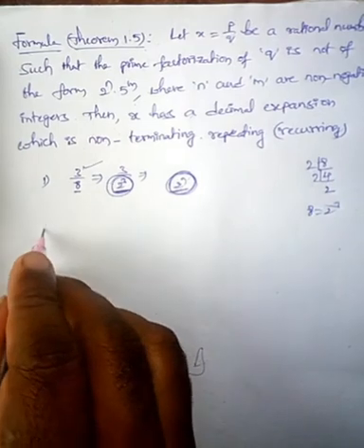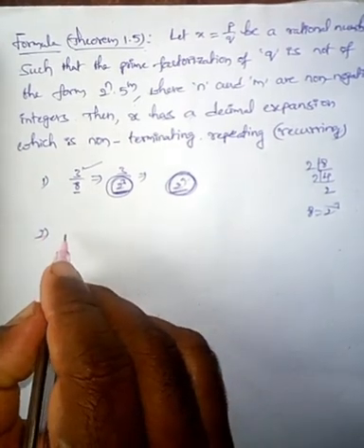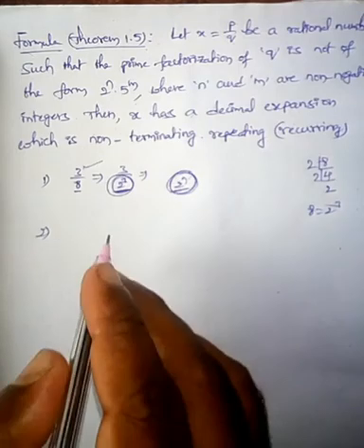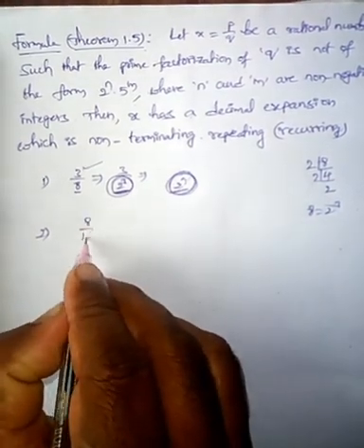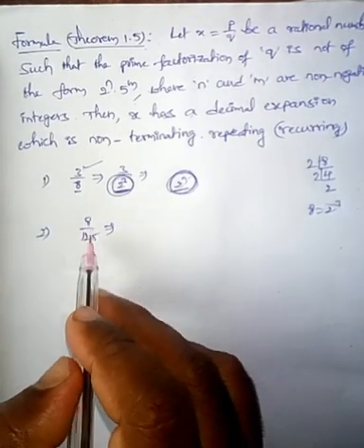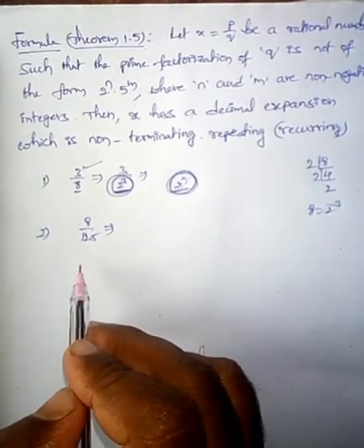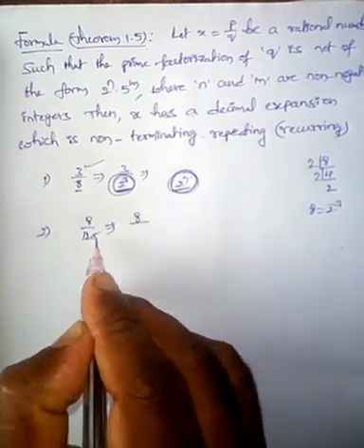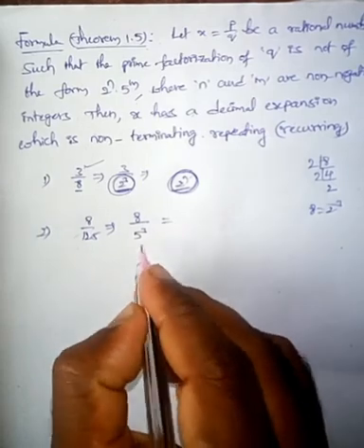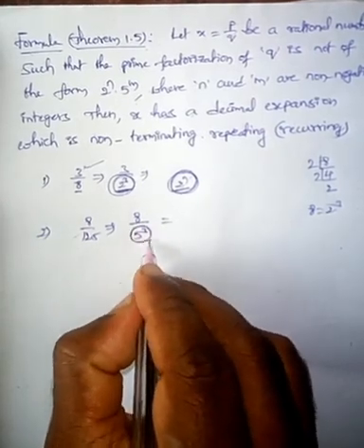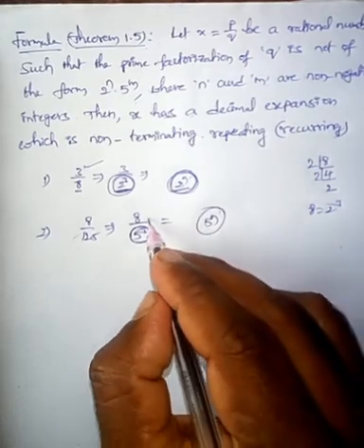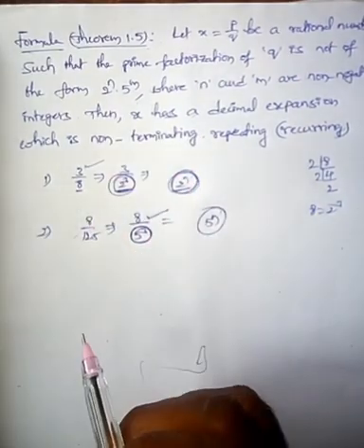And another example, the fifth sum you have already solved in exercise 1.3 first Roman, that is 8 by 125. Here also 8 by 125 is in its simplest form. The prime factorization of 125 is 5 cube. So here the denominator is in the form of 5 power n. So it will be a terminating decimal.